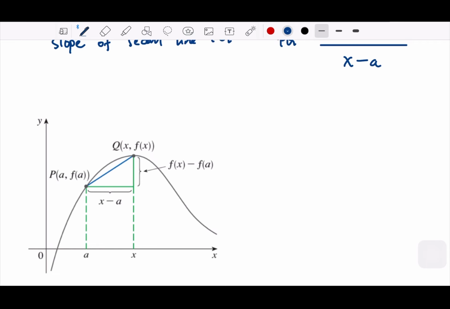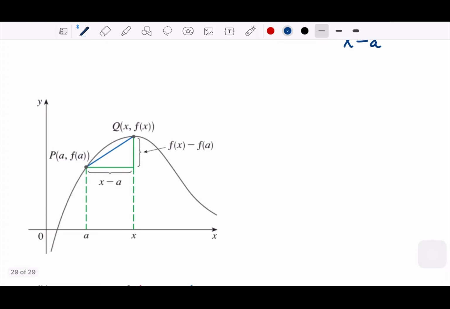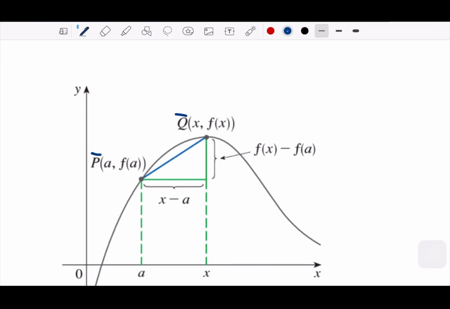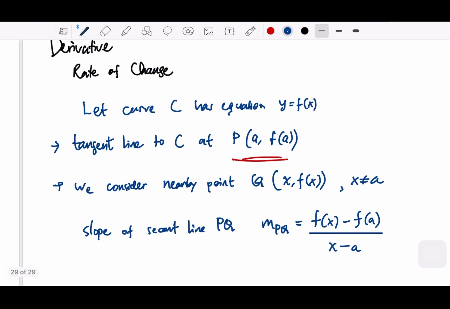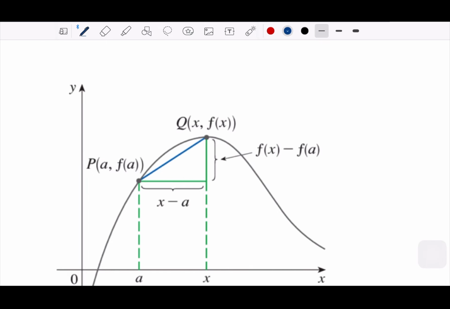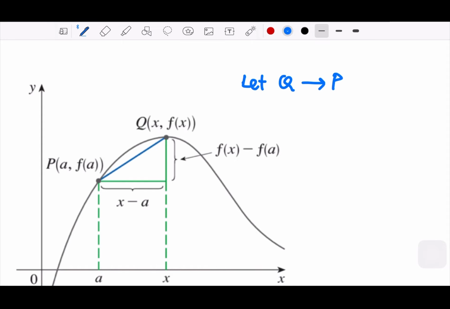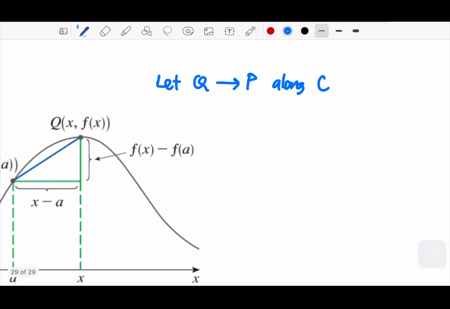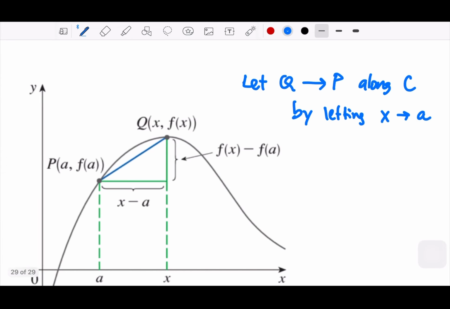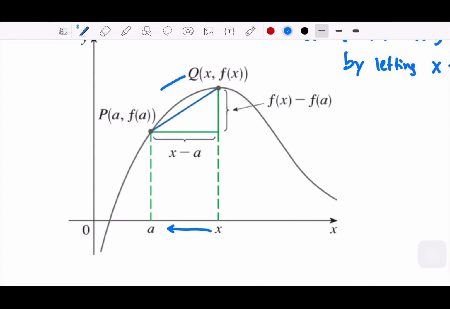Okay, if we illustrate the graph, let's say this is our function, and we have some points P and Q, as mentioned in the information previously. Then what we are going to do is let the point Q approach P along the curve C, by letting x approach a. So as x approaches a here, we are also letting Q approach P.